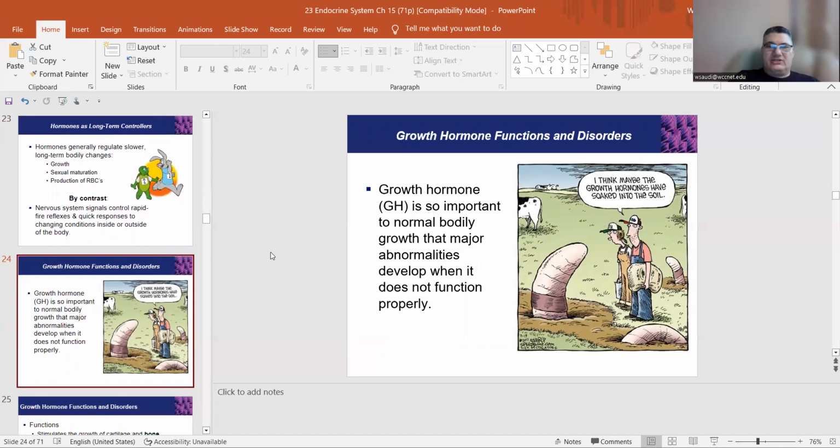So growth hormone is one of these hormones, and from the name, stimulates the growth of the body, of the entire body.